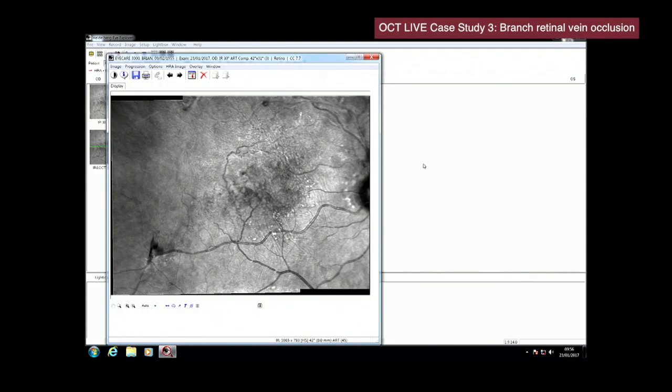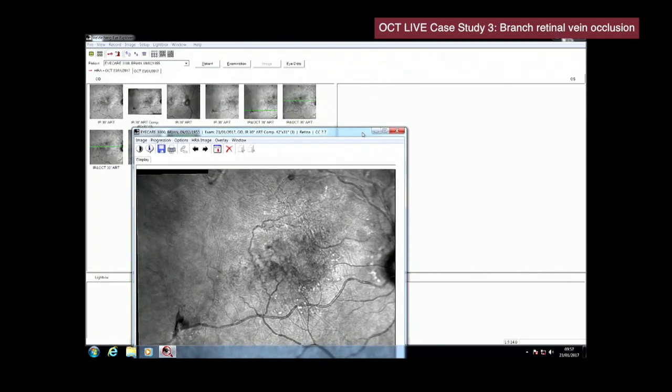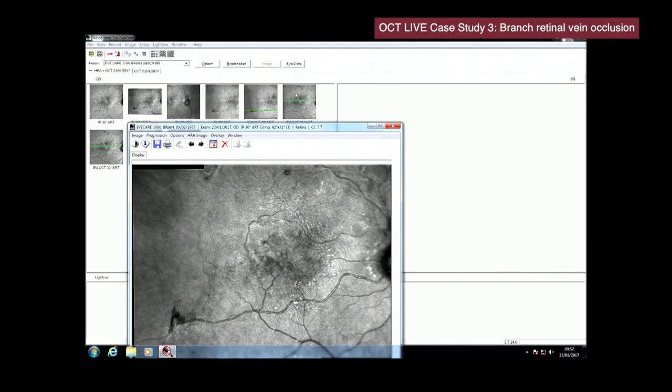So if we look at the scan, most of the changes are in the superior half and temporal part of the macula. The question is, what we're looking at here, is this just a vitreous hemorrhage or is this a new vessel? My guess is probably just a vitreous hemorrhage, but it's difficult to be absolutely sure. We'll have to look at the OCT scan in a bit more detail.